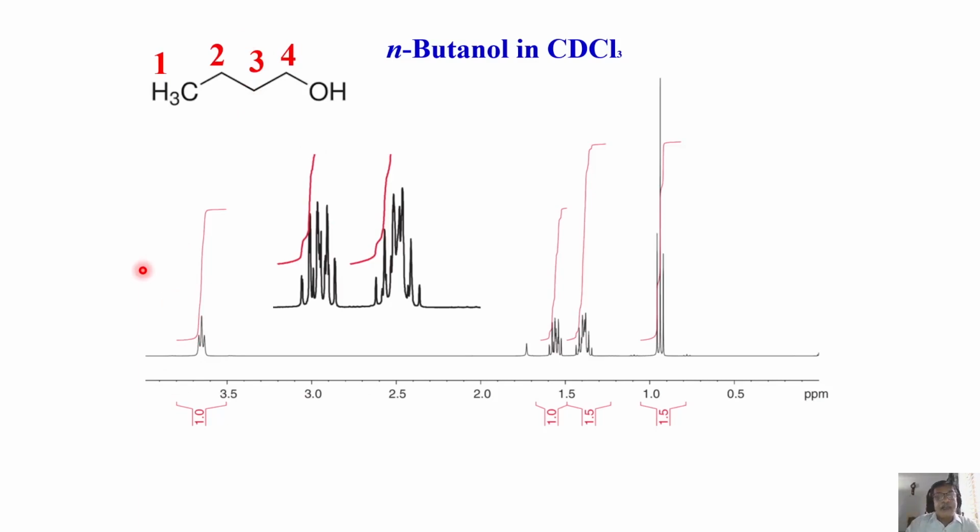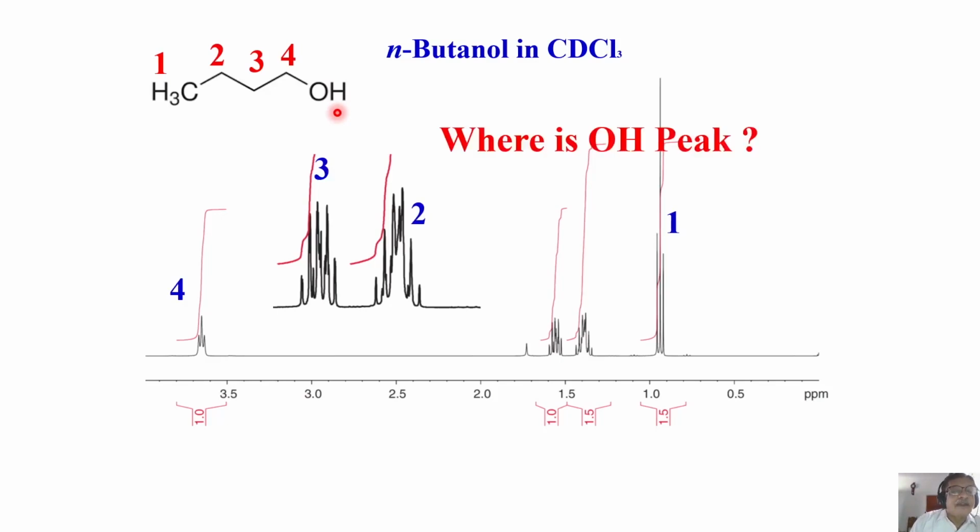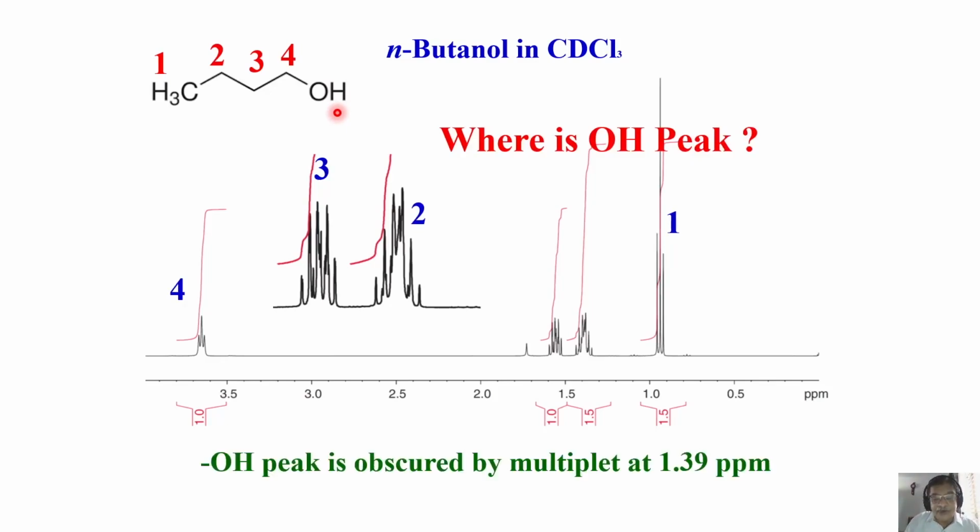Now my question is, we have 5 groups of protons including OH. Where did that OH go? I assign this 1, 4, 2, 3. Now the question is, where is OH? It must be there somewhere in the spectrum. Sometimes what happens, the OH peak is obscured by the multiplet at 1.39 ppm. What is that multiplet at 1.39? This one. See, OH is hidden here. Look at it. You can see a broad OH peak is below this. The OH peak gets broadened. In addition to that, it is hidden below this peak.